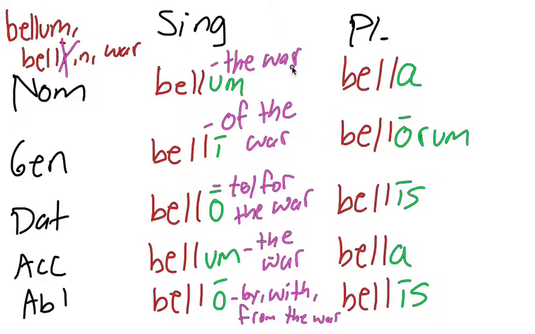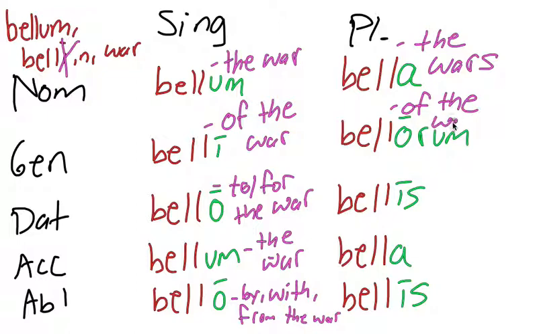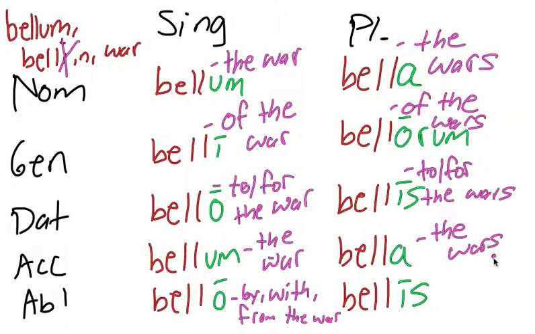Okay, and then in the plural, all the same translations apply, except we make the word for war plural. So nominative would be bella, the wars. Genitive, bellorum, of the wars. Okay, dative, bellis, to or for the wars. Okay, accusative, bella, the wars. And ablative, bellis, by, with, or from the wars.